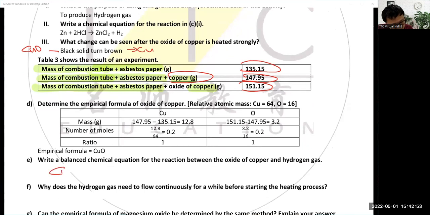Write the chemical equation for the reaction of the oxide of copper. We found the empirical formula is CuO, plus hydrogen gas, then you become copper. Hydrogen is more reactive, so it takes away the oxygen from copper(II) oxide.